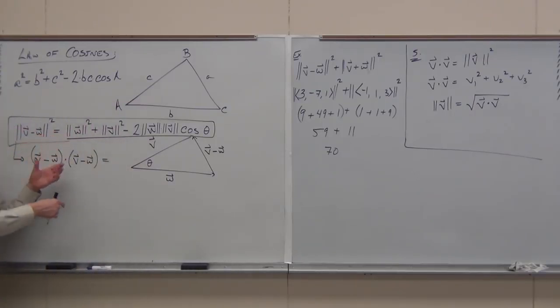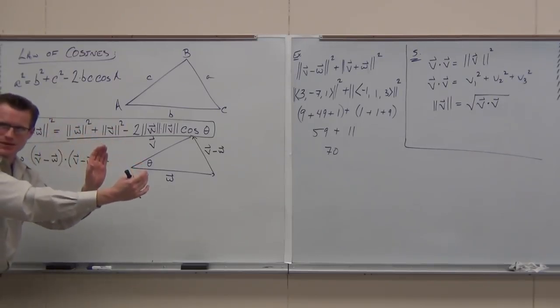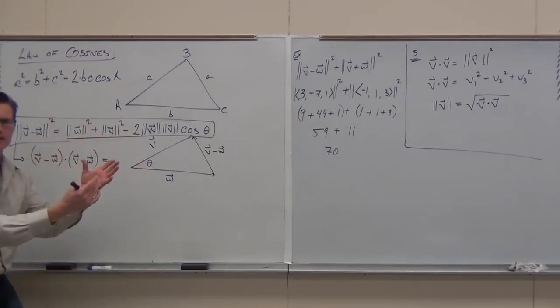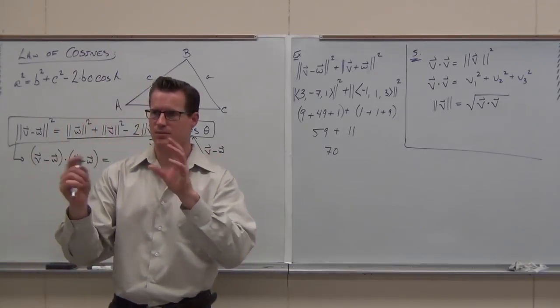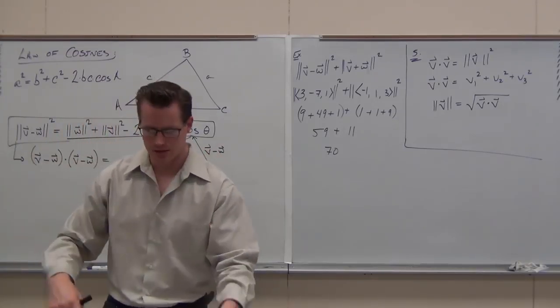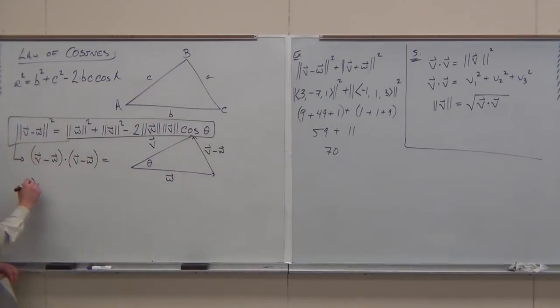A magnitude squared is a dot product of this inside thing dotted with the inside thing. Do you guys get it? But wait, we just learned that the dot product is commutative and it's associative. It's all these things that we normally have, which means that we can do this.